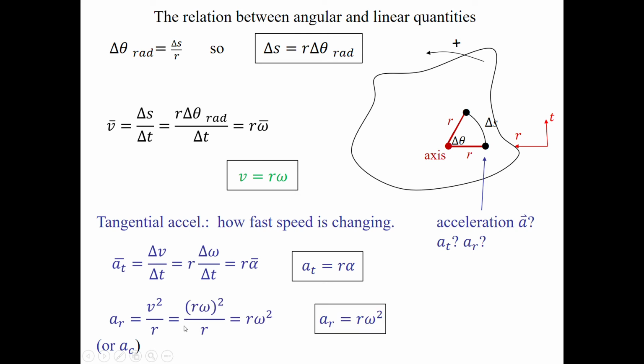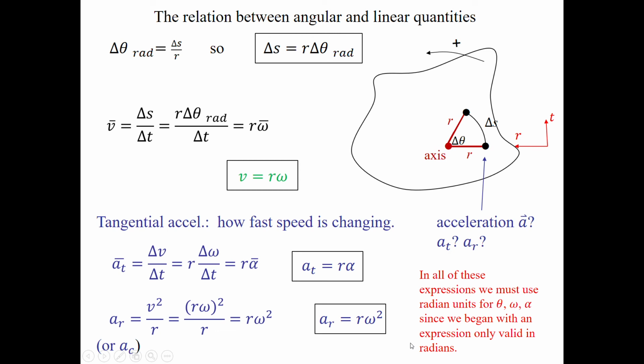If we substitute in v equals r omega, that's r omega quantity squared over r, and then we square it out. We get r squared omega squared in the numerator, and one of the factors of r cancels with the denominator, so we're left with the radial component of the acceleration being r omega squared. Here it is written in terms of linear quantities. Now we've got it expressed in terms of angular quantities. So this is the relationship between linear acceleration components and angular quantities.